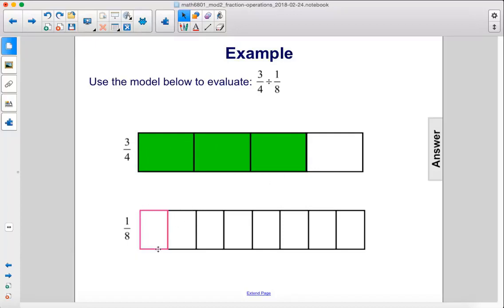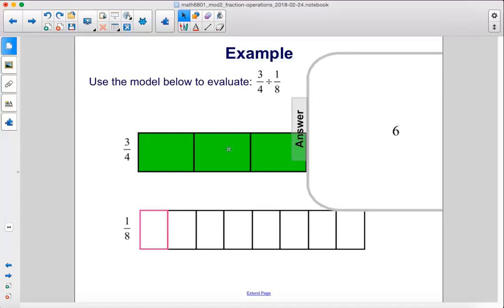We draw an equivalent rectangle below that's the same size as the large rectangle above. Divide that one into 8ths, 8 little pieces, and we see how many of those pieces would fit inside of the green area, and we see 1, 2, 3, 4, 5, 6 would fit inside of there.